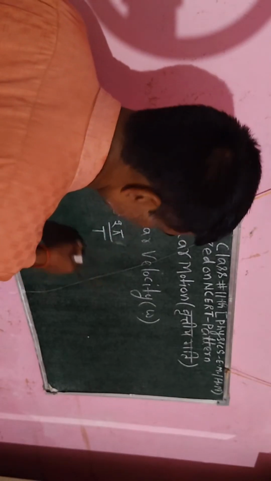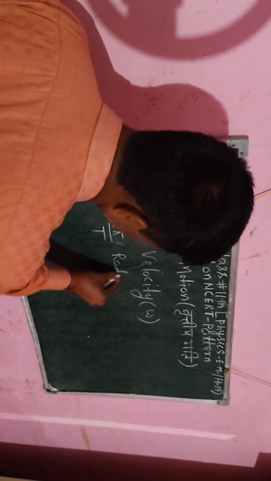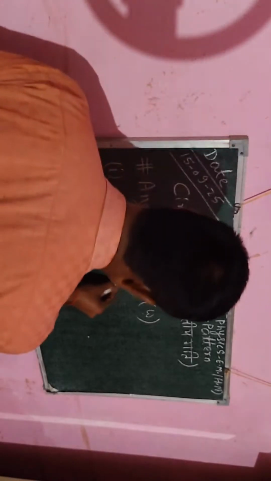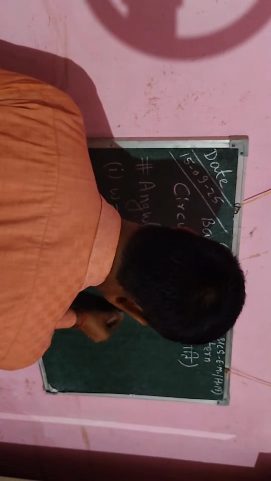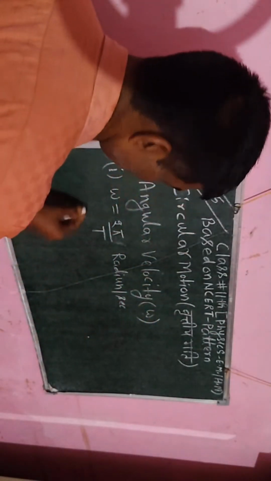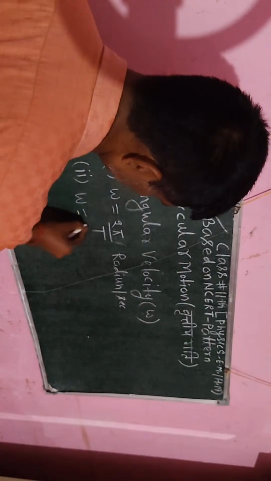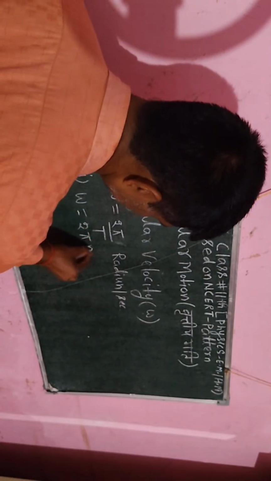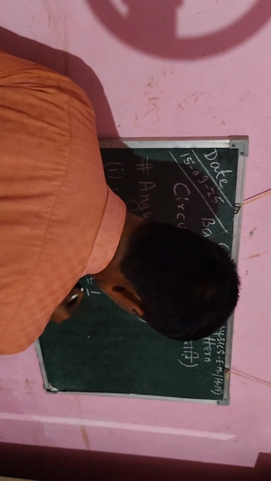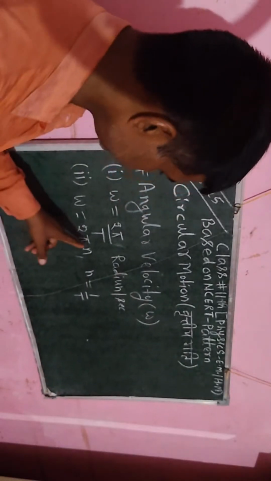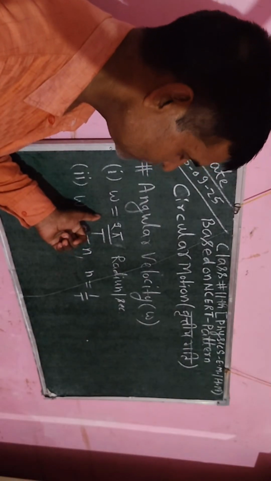So I calculate the time and its unit will be radian per unit time, that is radian per second. Now another formula I will also give for the angular velocity, that is omega is equal to 2 pi n. n is written as n is equal to 1 divided by t. So in the place of n I have to substitute this value, so I will get the above formula.